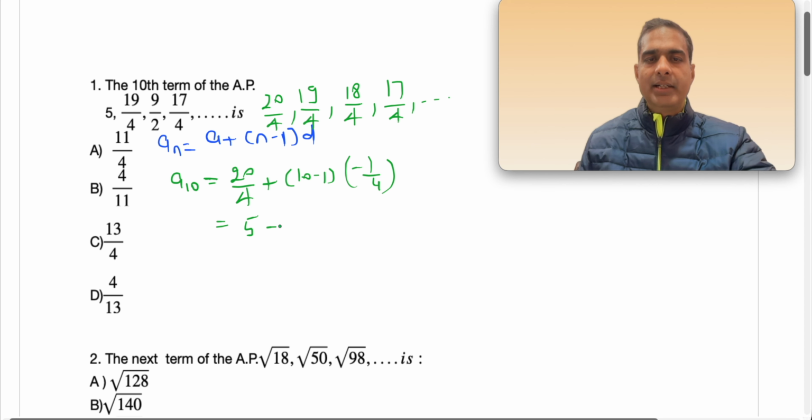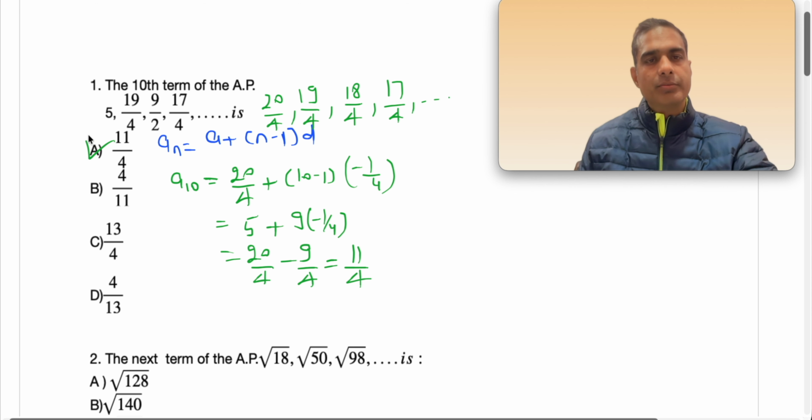So 20 by 4 is 5, plus 10 minus 1 is 9, times minus 1 by 4. So that will be 5 minus 9 by 4. As this also has denominator 4, we can make the denominator 4 only. So 20 by 4 minus 9 by 4. 20 minus 9, the denominator is same, so we can subtract the numerators. 20 minus 9 is 11 by 4. So the 10th term will be 11 by 4.